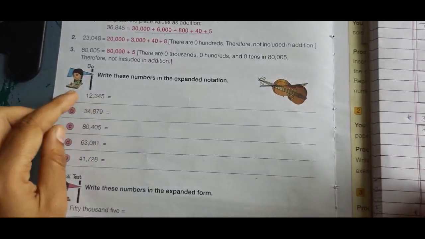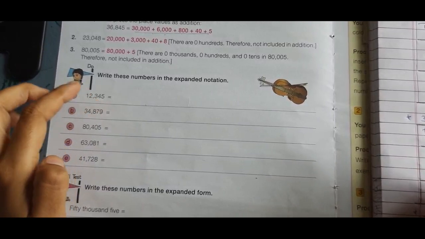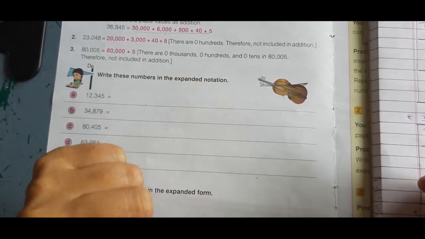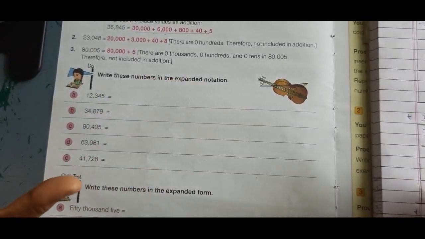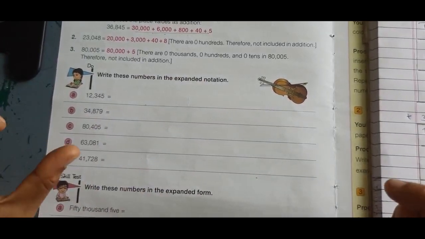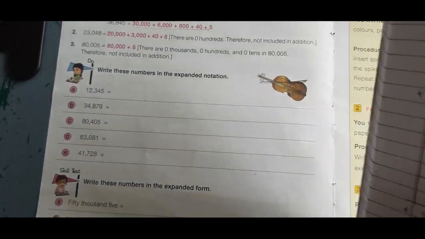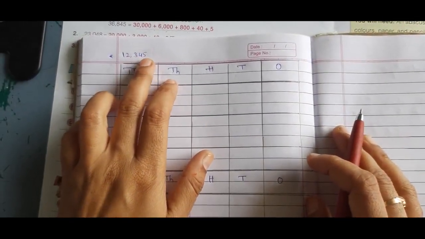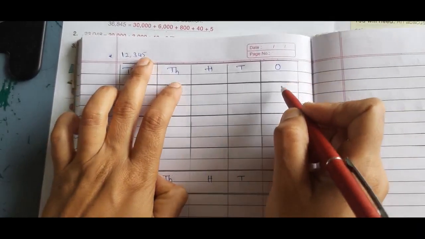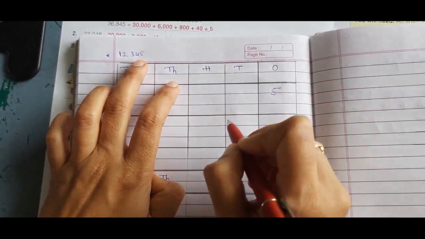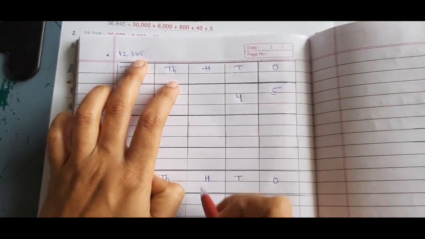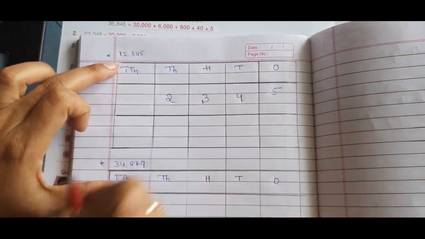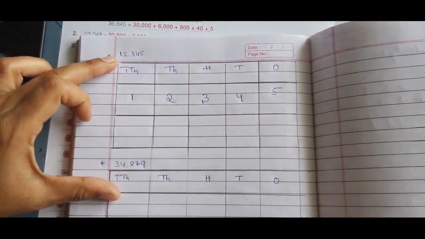See first question, what they have given? 12,345. What to do now? We have to write these numbers in expanded notation. First step, we have to draw a chart, a place value chart. First question, 12,345. 5, which place has it taken? Ones place. Next 4 in tens place. 3 is in 100 place. 2 is in 1000 place. 1 is in 10,000 place.